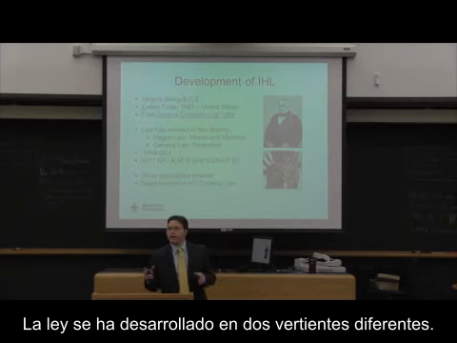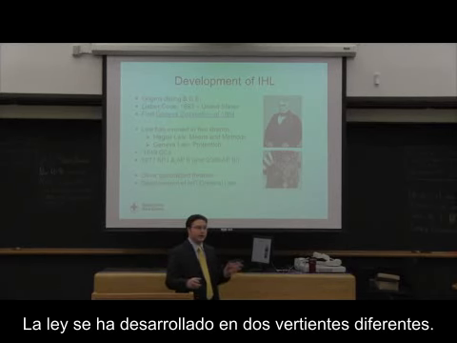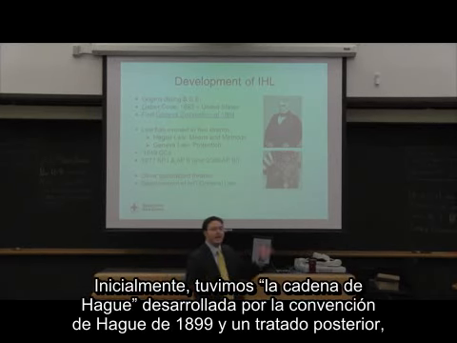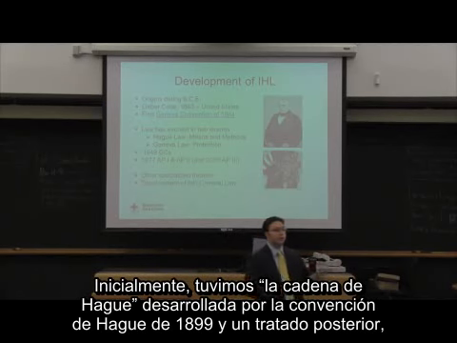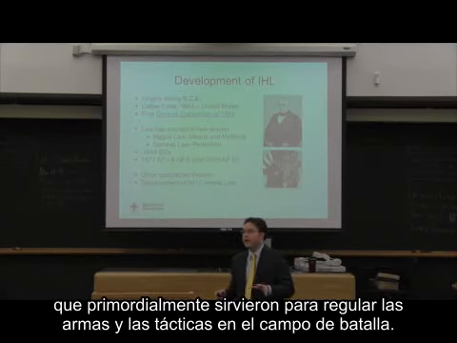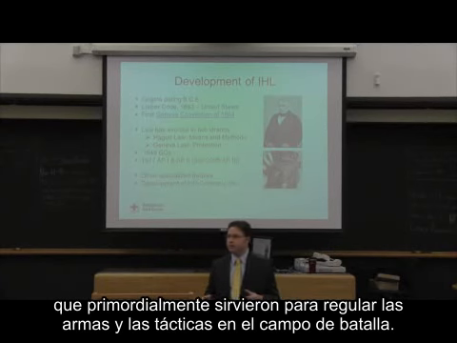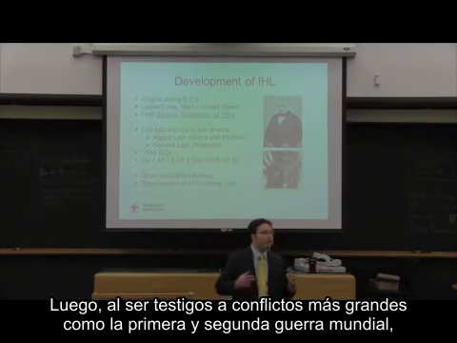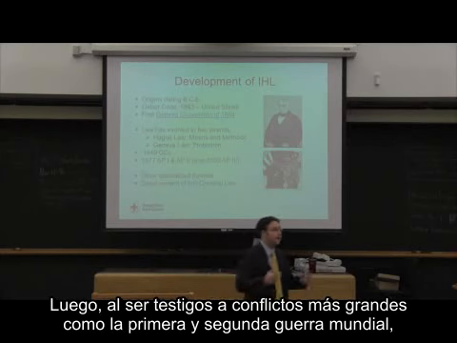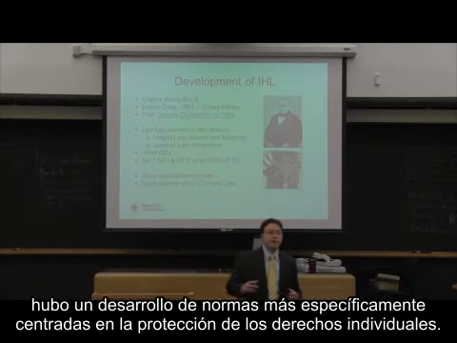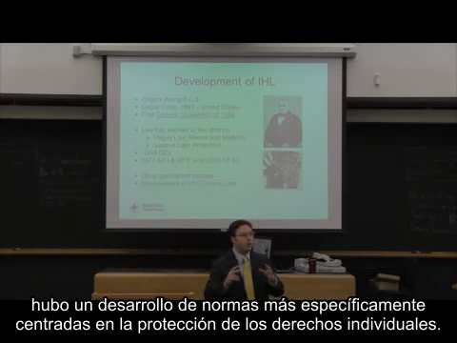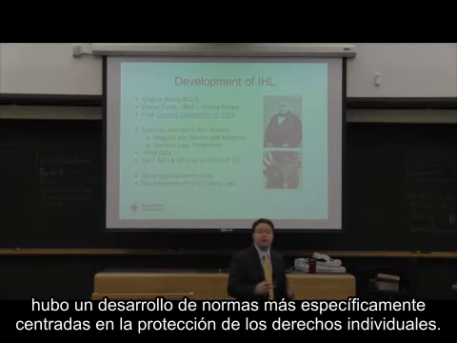And the law has developed into two different strands. Initially, you have what's called the Hague strand, which was developed by the Hague Conventions of 1899 and a subsequent treaty, which primarily regulated weapons and tactics on the battlefield. But later, as the world saw different types of conflicts, larger conflicts, particularly World War I and World War II, there was a development of norms focusing more specifically on protection of individuals.